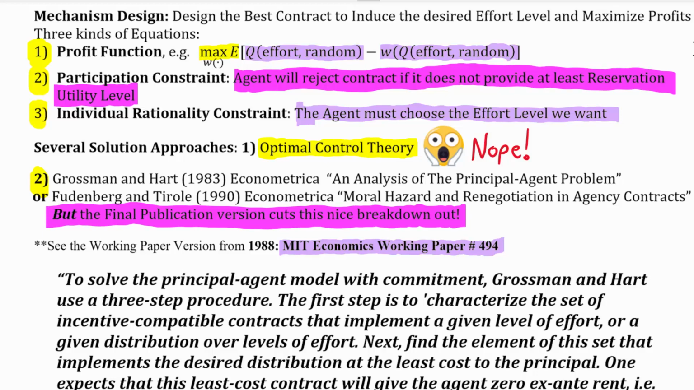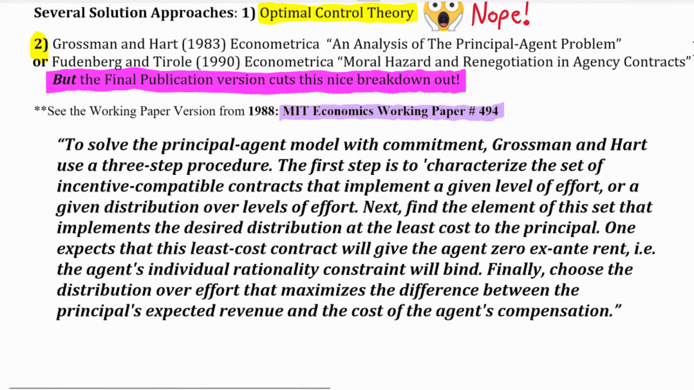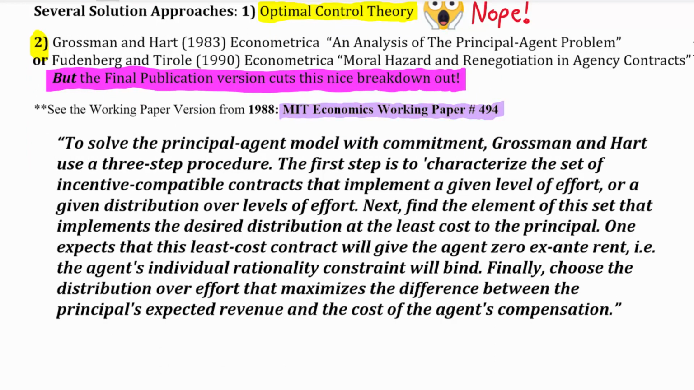So whenever you read one of these papers in a high-end journal like ReStat, ReStud, Econometrica, or the Rand Journal of Economics, sometimes they have to condense what they're doing into such a tightly written short way that they leave a lot of steps out, and it's not their job to explain it to you very carefully. But let's look and see what they had to say in this working paper, because I think this is very helpful. They say, to solve the principal agent model with commitment, Grossman and Hart use a three-step procedure.